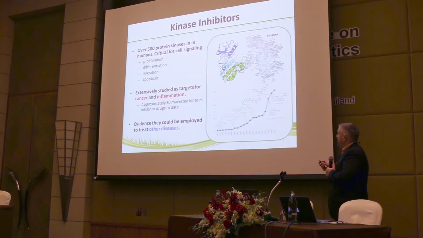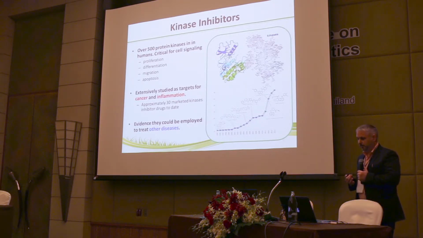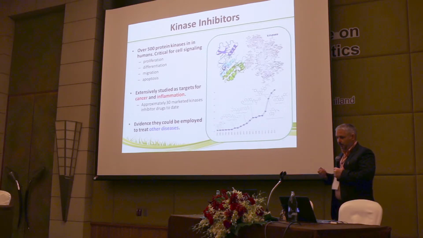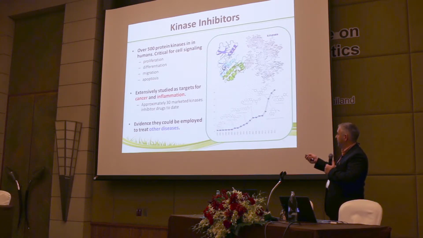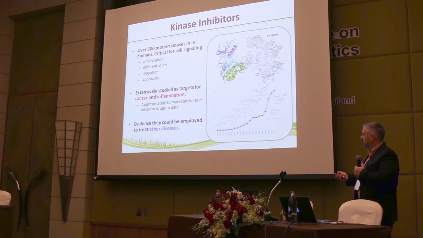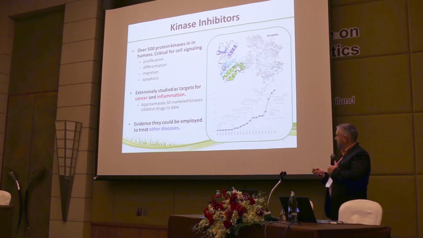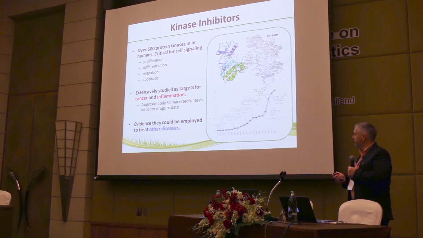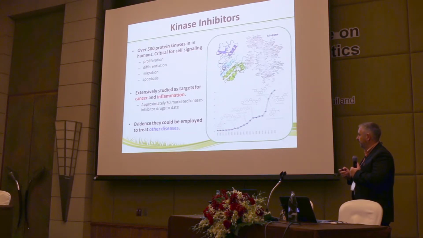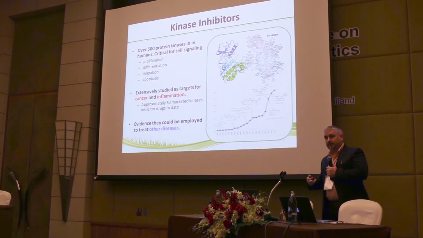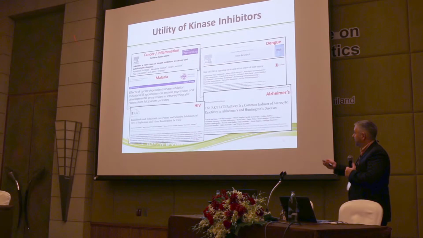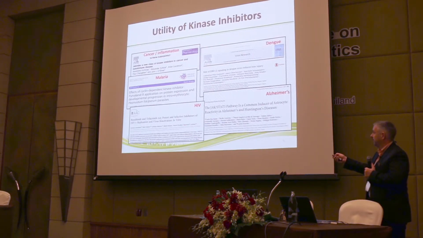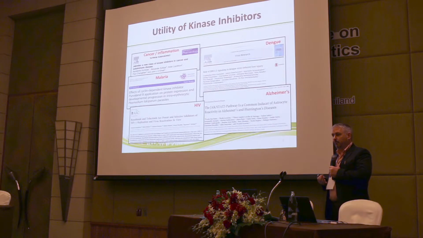And so that really led us to the focus of kinase inhibitors, which was something that I worked on quite a lot in industry. So I'm sure a lot of you know better than I. They're critical in cell signaling and proliferation, differentiation, migration, apoptosis. They've been extensively studied for targets such as cancer and inflammation. And there are approximately 30 marketed kinase inhibitors to date. And there's extensive information that they can also be used to treat other diseases. So for example, I've just collected a few papers, but basically cancer and inflammation, that's well established, well known.